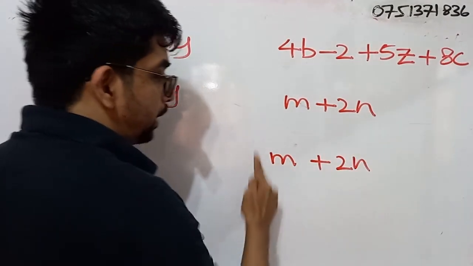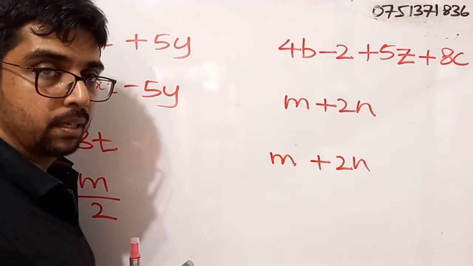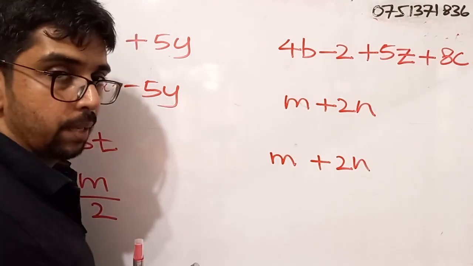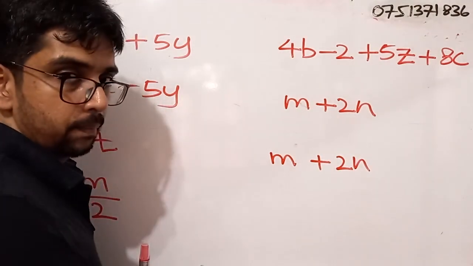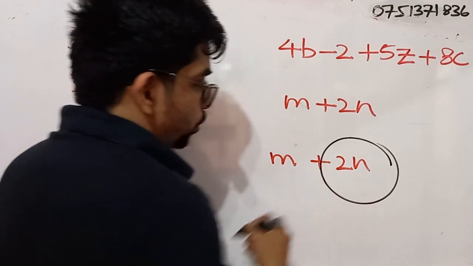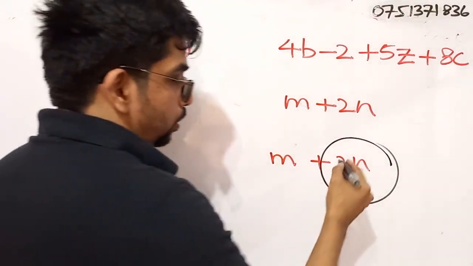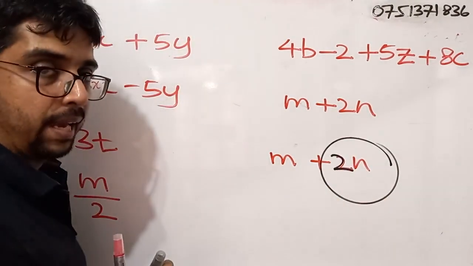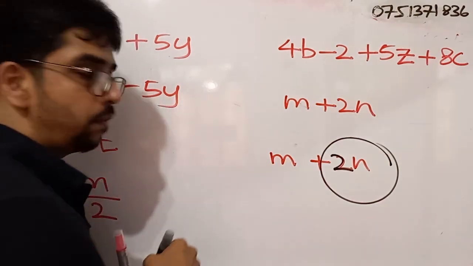So last of all, we will take m plus 2n. So this entire thing is an algebraic expression, right? So it has 2 terms, first term and the second term. If we consider the term 2n, right, 2 is the coefficient of n. So what is the coefficient of m?